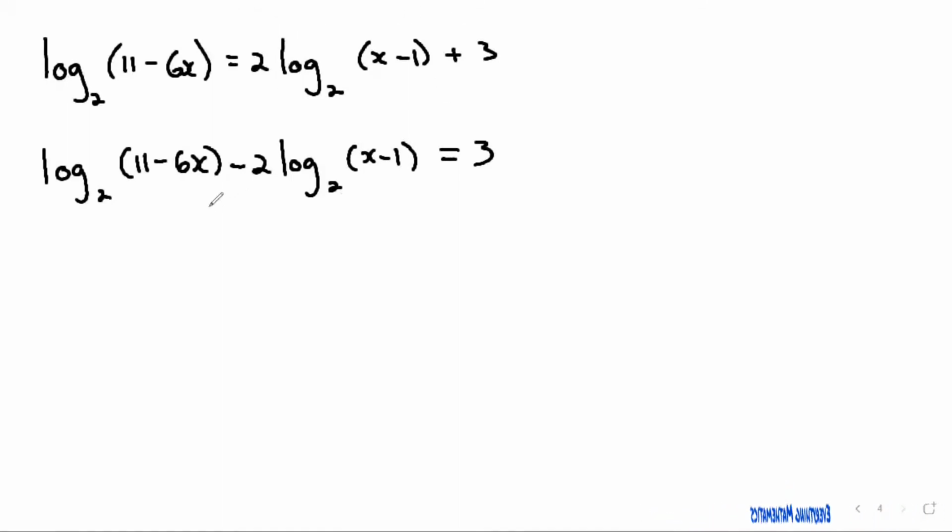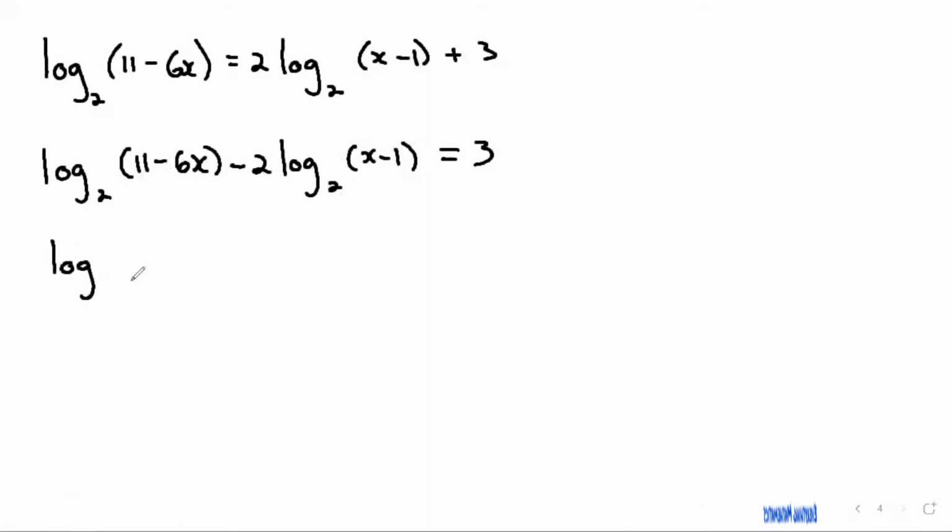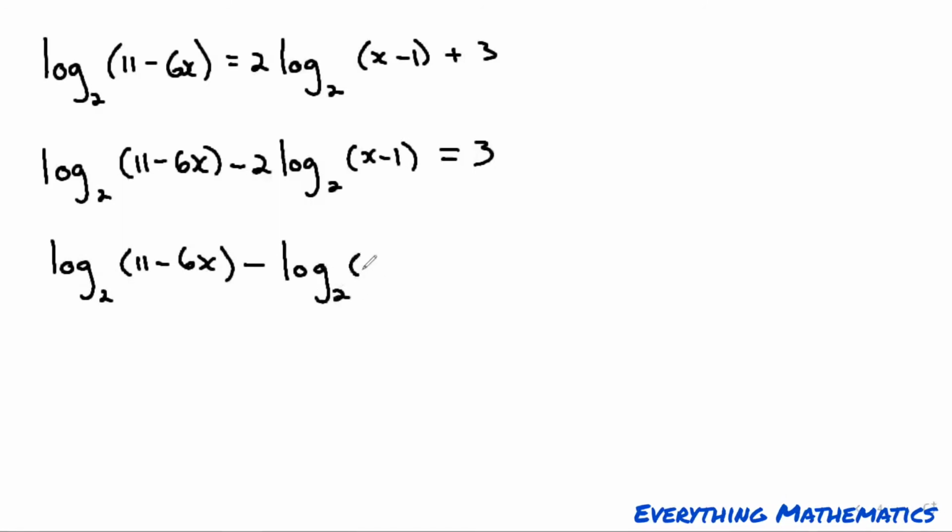Right. After this now, notice I have a subtraction sign here. So I could apply rule 2, I think. That's the one where you have to make it into a quotient, into a fraction. But before that, I will apply rule 3 because there's a 2 here, but I want this 2 to come back to where it initially was. So before I do that, I will bring back the 2. So I have log 2 of 11 minus 6x minus log 2 of x minus 1 squared. That's equal to 3. Good? Hope you understand what happened here.